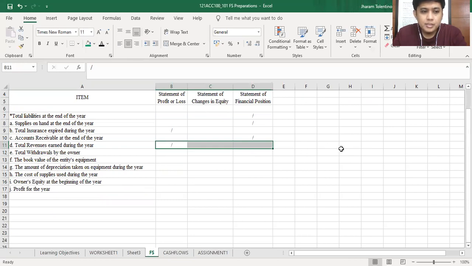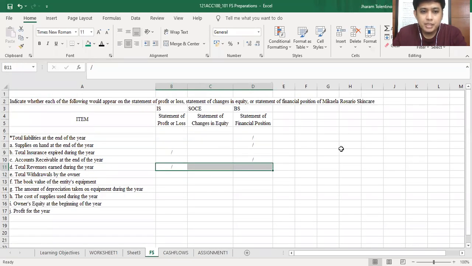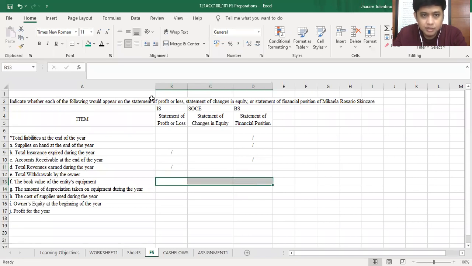Check natin. Yes. Next, the book value of the entity's equipment. Makikita ba yan sa statement of profit or loss? Hindi. Statement of changes in equity? Hindi. Statement of financial position? Yes. Ano tinutukoy niya dyan? Remember yung binanggit ko kanina, yung equipment and machineries, di ba? Meron silang cost less accumulated depreciation. Yun yung book value na tinutukoy niya. Okay? Sa balance sheet lang siya makikita.